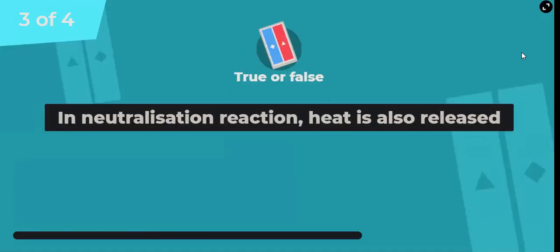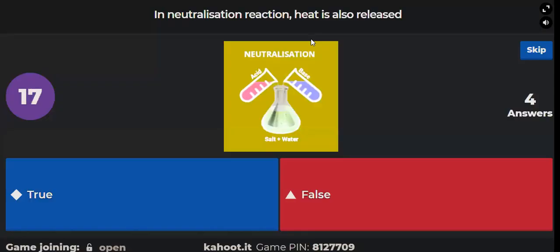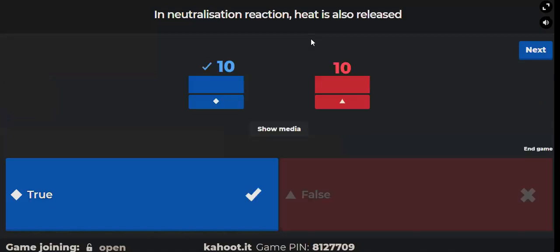Now, it's a true or false problem. In neutralization reaction, heat is also released, right? True, right? It is true. That's why I told you to pour acid slowly, right? Because heat is released. That's why you will get burns and all. That's what I said, right? So heat is released, it's true. Okay, remember this concept.